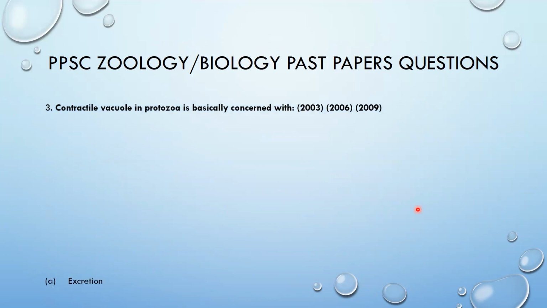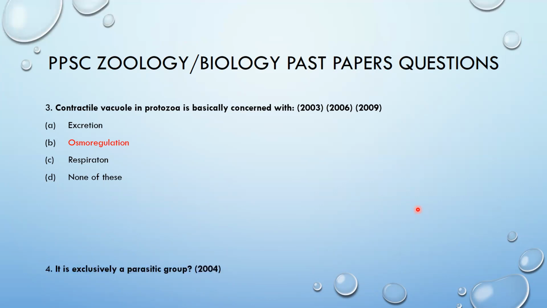Number 3, contractile vacuole in protozoa is basically concerned with osmoregulation. The contractile vacuole is used to get rid of the excess water in the freshwater protozoans. And this question has been taken from the PPSC Zoology exam 2003, 2006, as well as 2009. So this question is very, very much important and might be expected to come in your next exams.